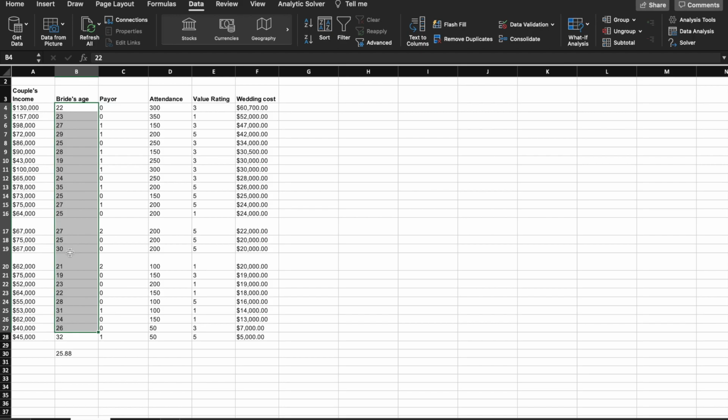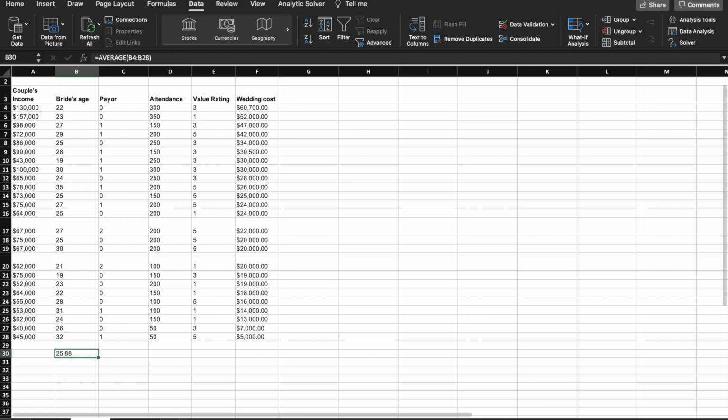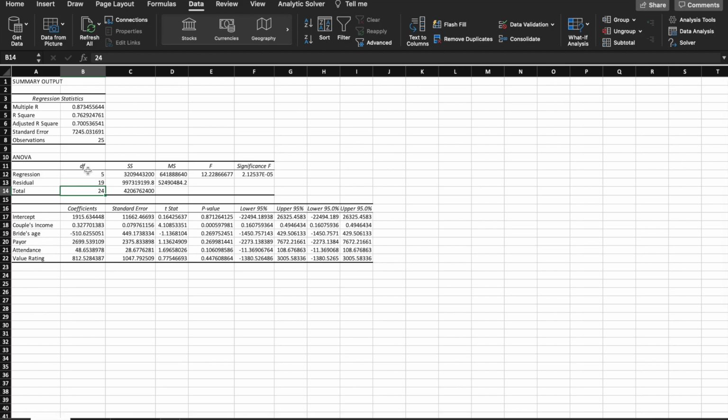They have freedom to vary, so I can change them. But in order to keep this average of 25.88, this last point would have to be calculated such that the average stays the same. So it doesn't have freedom to vary. So that's degrees of freedom, and it helps us calculate the F statistic along with these two metrics also. They're intermediate calculations for the F-test.